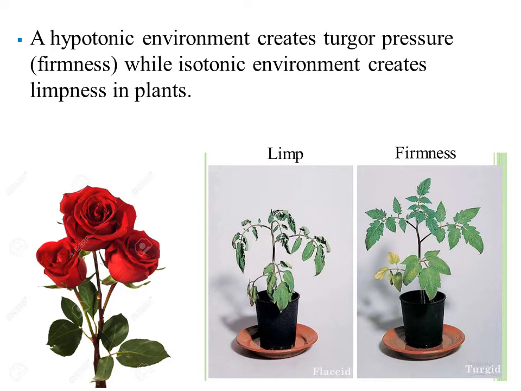A hypotonic environment is going to create turgor pressure in plants, while an isotonic environment is going to create limpness in a plant. So how is this relevant? When you receive your dozen of roses this Valentine's Day, make sure to put those roses in pure water. This pure water is a hypotonic environment. It is going to create turgor pressure. It's going to make your rose be firm. If you do not place it in water, it is going to be limp.